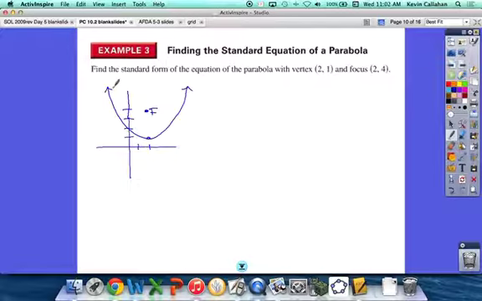Now's the point. Write down the standard form for a parabola that opens up. That will be x minus h squared equals 4p times y minus k. What all do I need to plug into that again? H, K, and P. What is the HK? They told us right there. What is the P? P is this distance right here. From (2, 1) to (2, 4), P is 3.